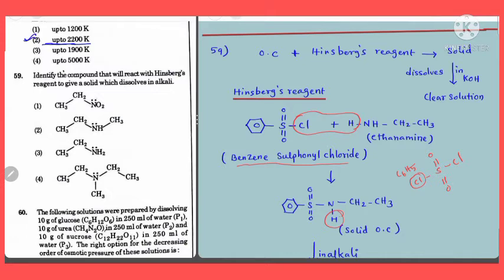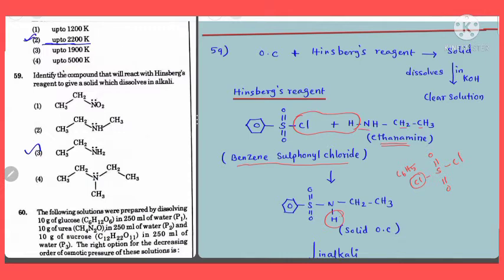The chemical name of Hinsberg reagent is benzene sulfonyl chloride, and it is used for distinguishing primary, secondary and tertiary amines. Now the question is which compound will react with Hinsberg reagent to give a solid which readily dissolves in alkali. Here option 3 is the right answer: CH3-CH2-NH2, a primary amine whose name is ethanamine.